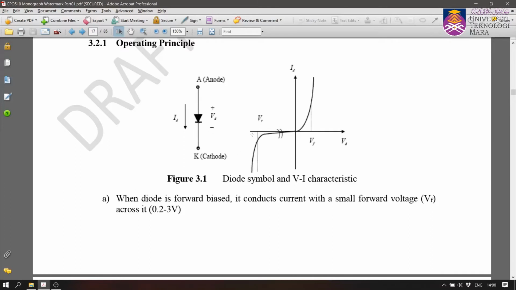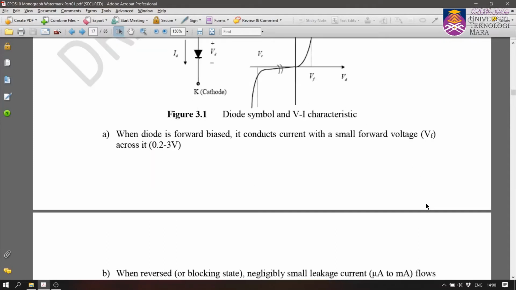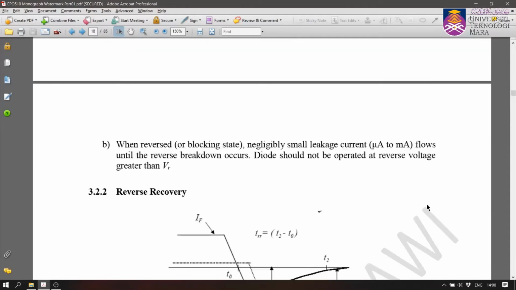And during the negative half cycle, it also has this avalanche breakdown here. If you apply a very high reverse bias voltage, it will break down, right? And this is the positive V and I current. So this is the VI characteristic. When reversed, that is negative, a small leakage current flows until reverse breakdown occurs. You should not reverse it. Okay, you can read that.